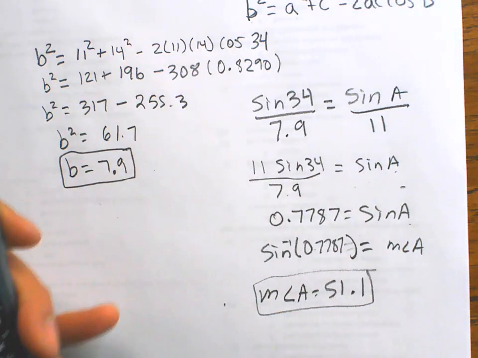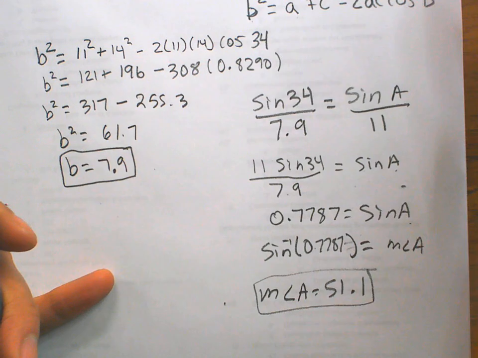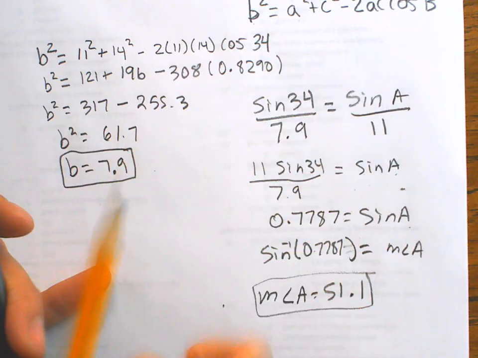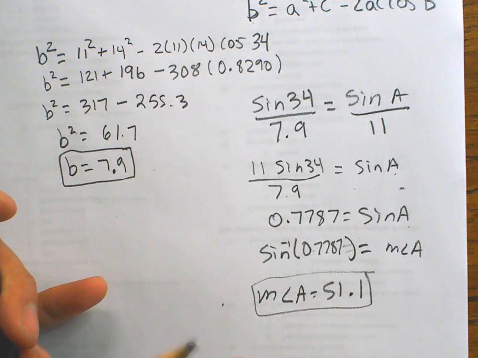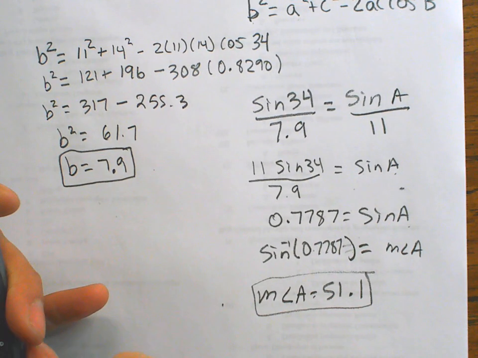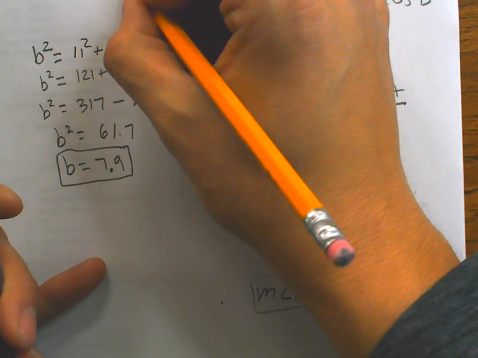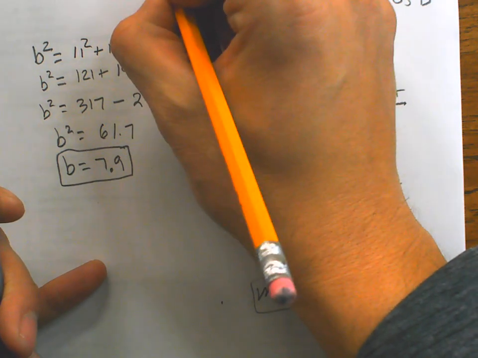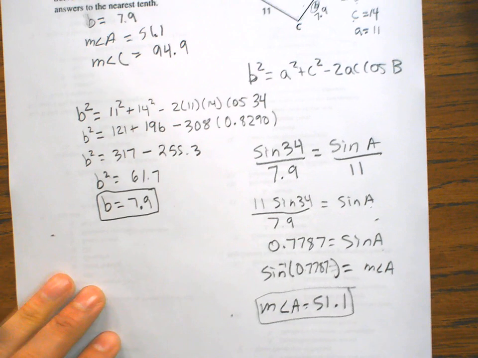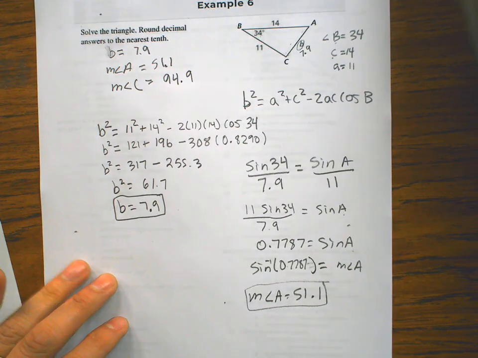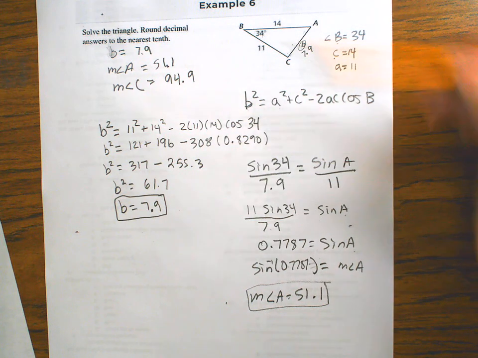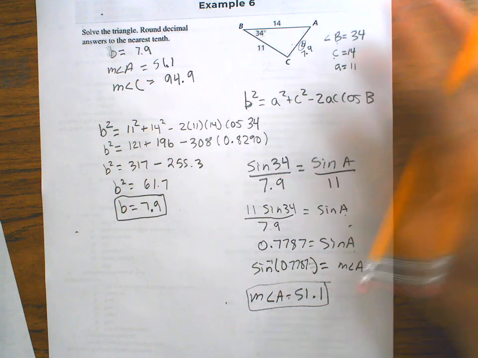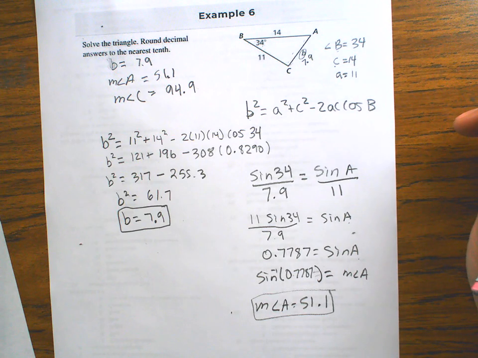So here's the thing. To calculate C, all you have to do is add the 51.1 and the 34 and subtract that from 180 degrees, which is going to give me approximately 94.9. Okay, let me zoom out. So how did I get that number? Well, all I did is I added this angle and this angle, subtracted from 180 degrees, and then I got 94.9. And that, ladies and gentlemen, is example number 6.